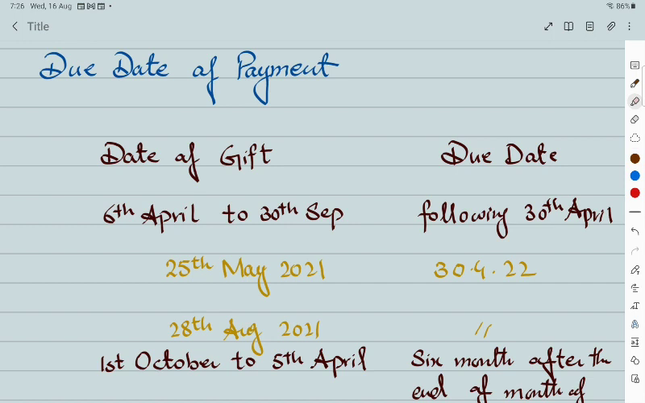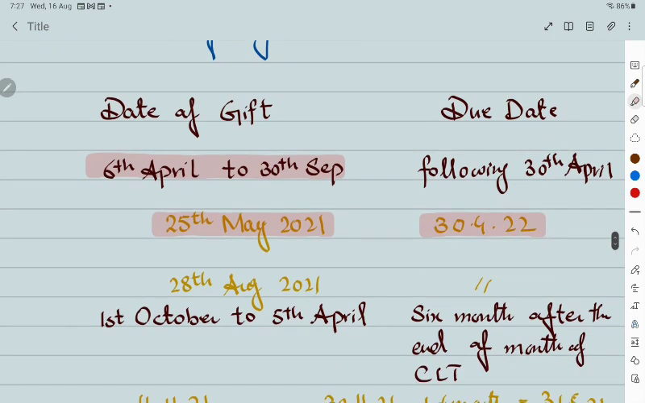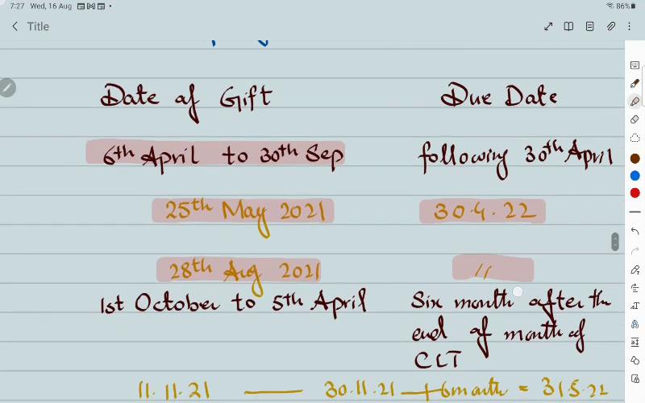For example, if the donor has gifted an item on 25th May 2021, this is a date that lies between 6th April and 30th September. So the following 30th April, meaning after 25th May, whichever 30th April comes, is the due date, and that is 30th April 2022. The same is the case if the gift is made on 28th August. This date again lies in the period 6th April to 30th September, so the following 30th April would again be 30th April 2022.